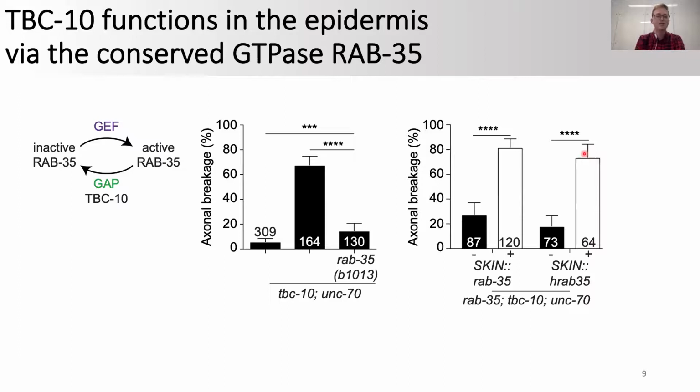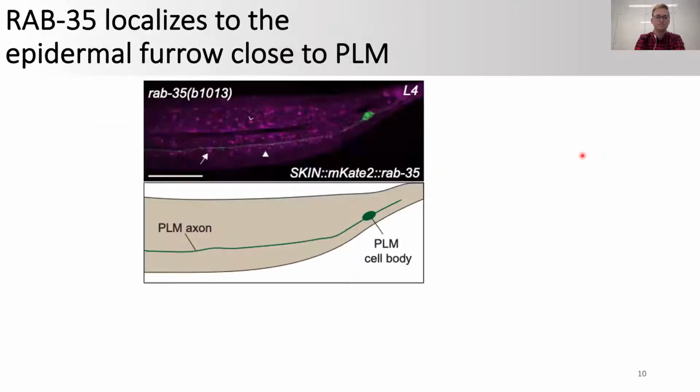So to get at how it was doing this, we next asked where this effector Rab35 was localizing within the epidermis. To do this, we expressed a fluorophore-tagged version of Rab35 cell-specifically in the skin of the worm. We used this red fluorophore MK2, which is shown here in this image, pseudo-colored in magenta. We did this in a Rab35 null background to try and minimize overexpression defects. And what we see is Rab35 localizing to a mix of punctate and tubular structures throughout the epidermis.